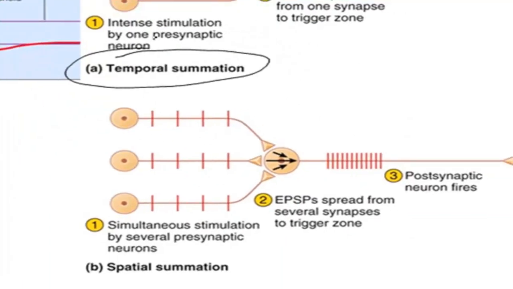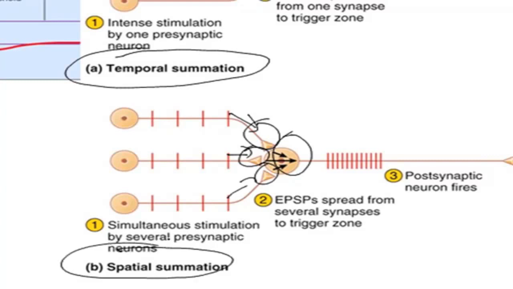Or you can have multiple presynaptic membranes all stimulating the same postsynaptic membrane. So you have multiple EPSPs at the same time depolarizing the postsynaptic membrane. And that might be enough to reach threshold and create an action potential. In that situation, it's called spatial summation. The sum of EPSPs at the same time, all in the same space. That's spatial summation. So this is generally the basic idea of the nervous system.